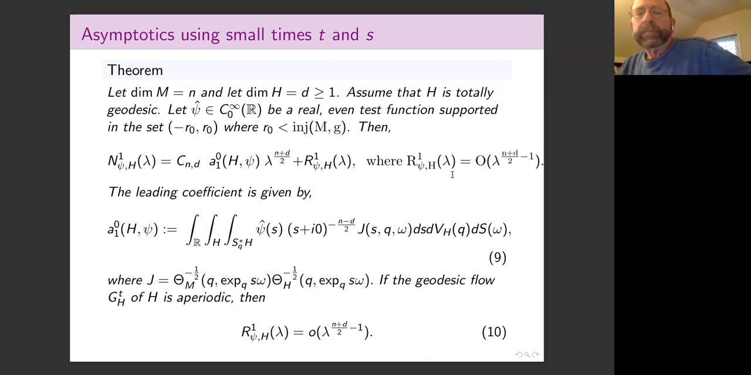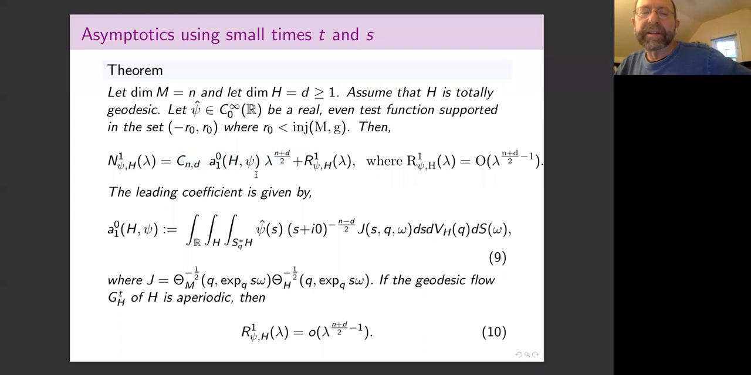All right. Now here's the asymptotics. When you have a totally geodesic submanifold of dimension D in a Riemannian manifold, the leading coefficient becomes very complicated. And so I'm going to only state it when the test function psi hat is supported sufficiently close to zero so that it doesn't extend across the injectivity radius. So you get, for one thing, a completely different power. You now get lambda to the n plus d over 2, which depends on d.